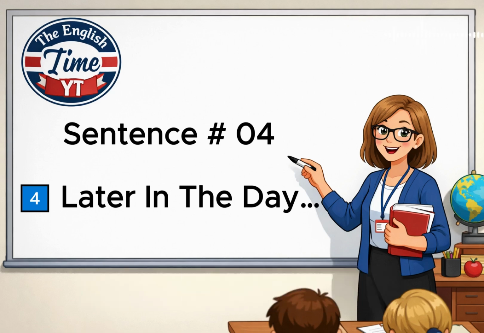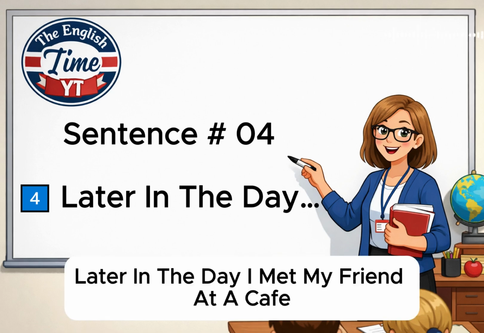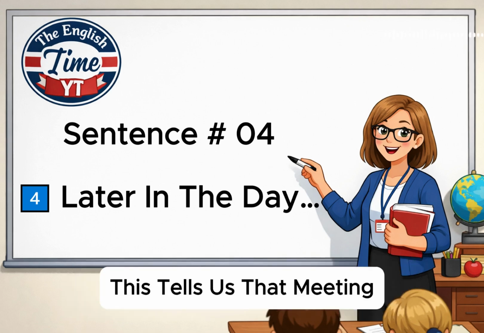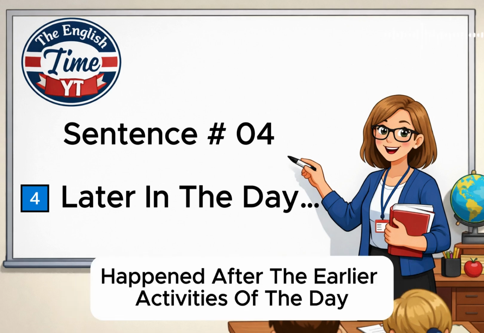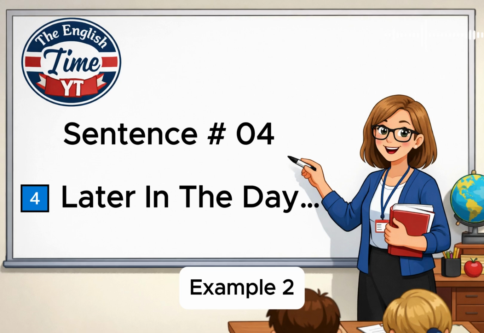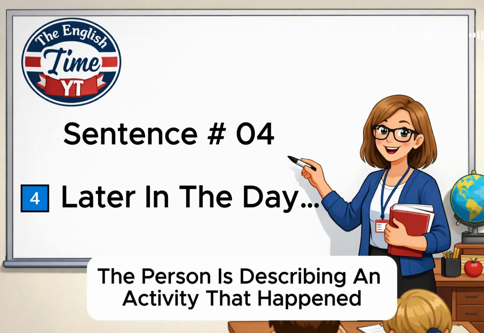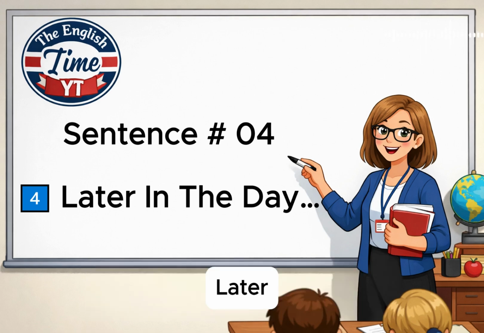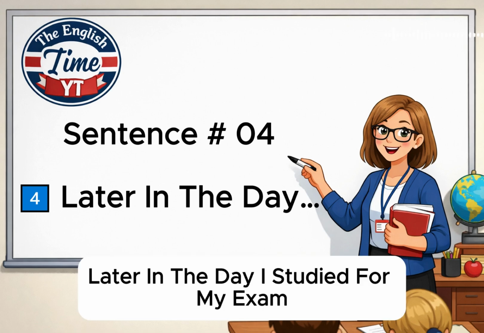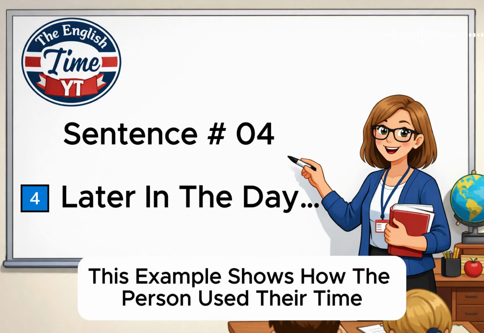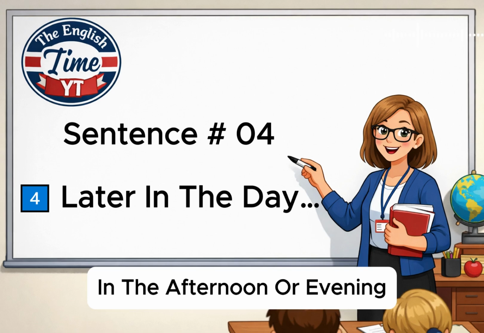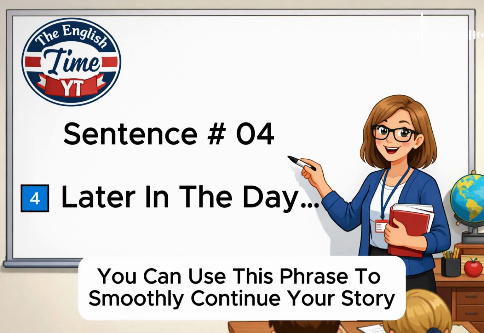Example 1. Later in the day, I met my friend at a cafe. This tells us that meeting the friend happened after the earlier activities of the day. Example 2. Later in the day, I went to the market to buy some groceries. Here, the person is describing an activity that happened later. Example 3. Later in the day, I studied for my exam. This example shows how the person used their time in the afternoon or evening. You can use this phrase to smoothly continue your story.